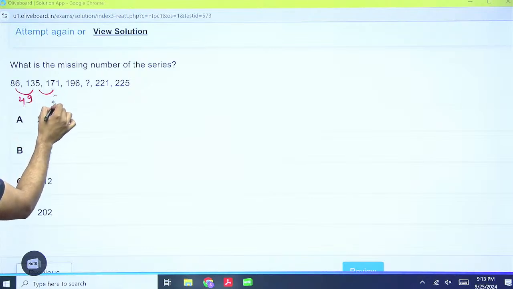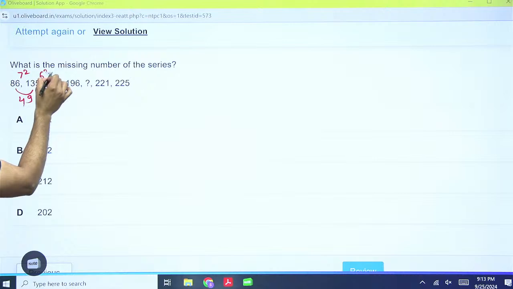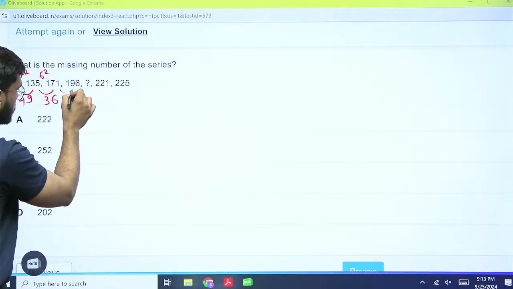11 minus 5, 6. 6 minus 3, 3. 36. Can I say that this 49 is nothing but the 7 square? This 36 is nothing but the 6 square. And if we are following the same logic, then here should be the square of 5.